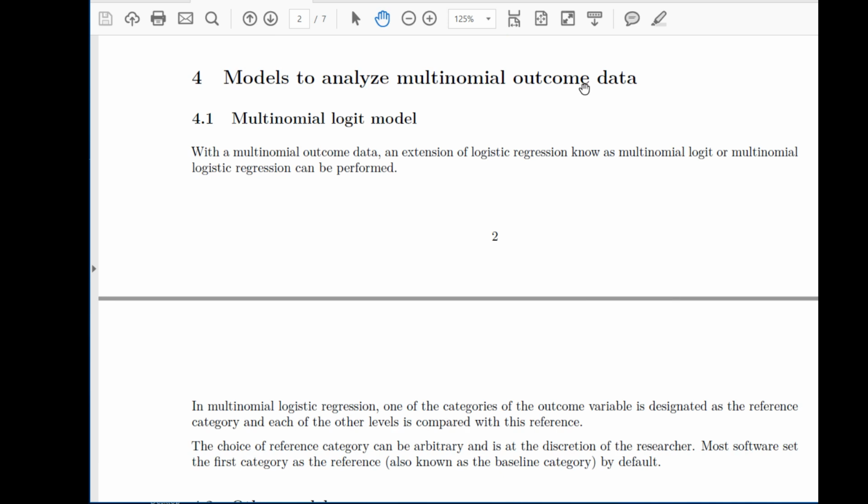Models to analyze multinomial outcome data. You can use multinomial logit model. There are other models that can be used to analyze multinomial outcome data, but in our case, we will focus on multinomial logit model or logistic regression. So this is an extension of logistic regressions, and that's why we call it multinomial logit or multinomial logistic regression.